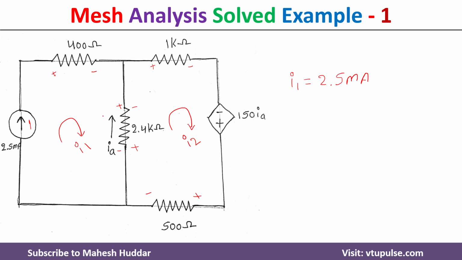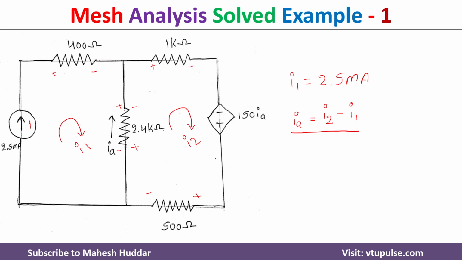In this problem, we need to find the IA value. So IA is equal to I2 minus I1, not I1 minus I2, because IA direction and I2 direction both are same. So because of that, IA is equal to I2 minus I1. And for the next loop, we need to find the equation.